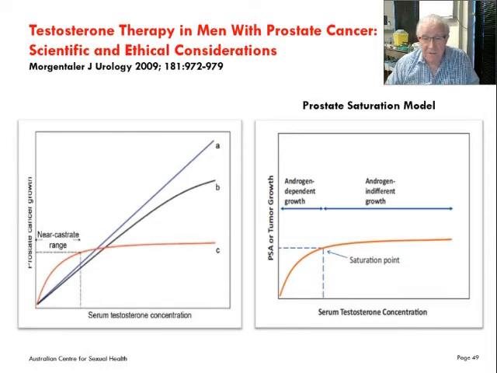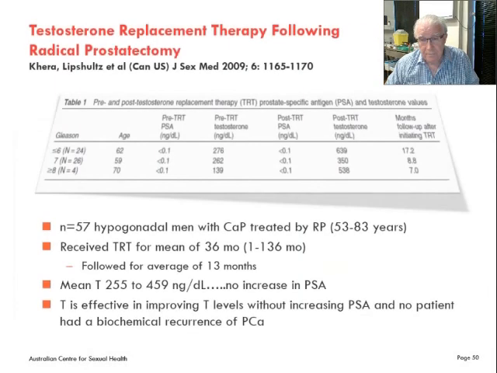And once this plateau is reached, presumably due to maximum binding of testosterone to the androgen receptor within the prostate, the system appears saturated and no further prostate growth occurs, even with large increases in testosterone levels, as indicated by the graph on the right-hand side of the slide, the red curve. And a number of authors have confirmed this hypothesis in a clinical setting.